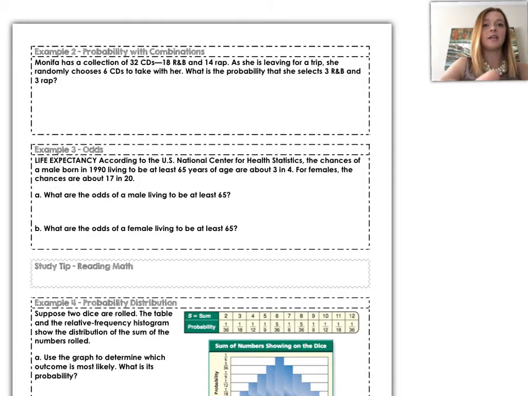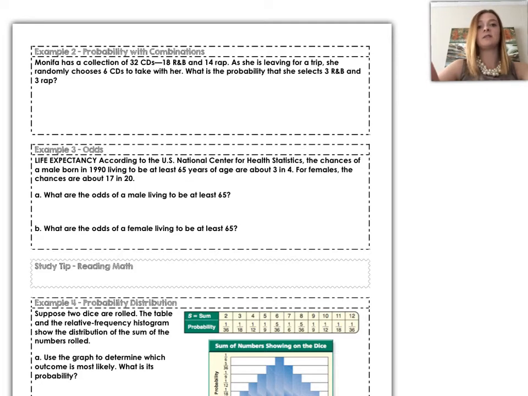All right, so now we're looking at example 2, where we're actually going to have a probability that's also going to feature combinations from learning target 2. If we read the question, Monifa has a collection of CDs. She has 32 in total. 18 of them are R&B, and 14 of them are rap. As she's leaving for a trip, she wants to randomly choose 6 CDs to take with her. What is the probability that she selects 3 R&B and 3 rap?